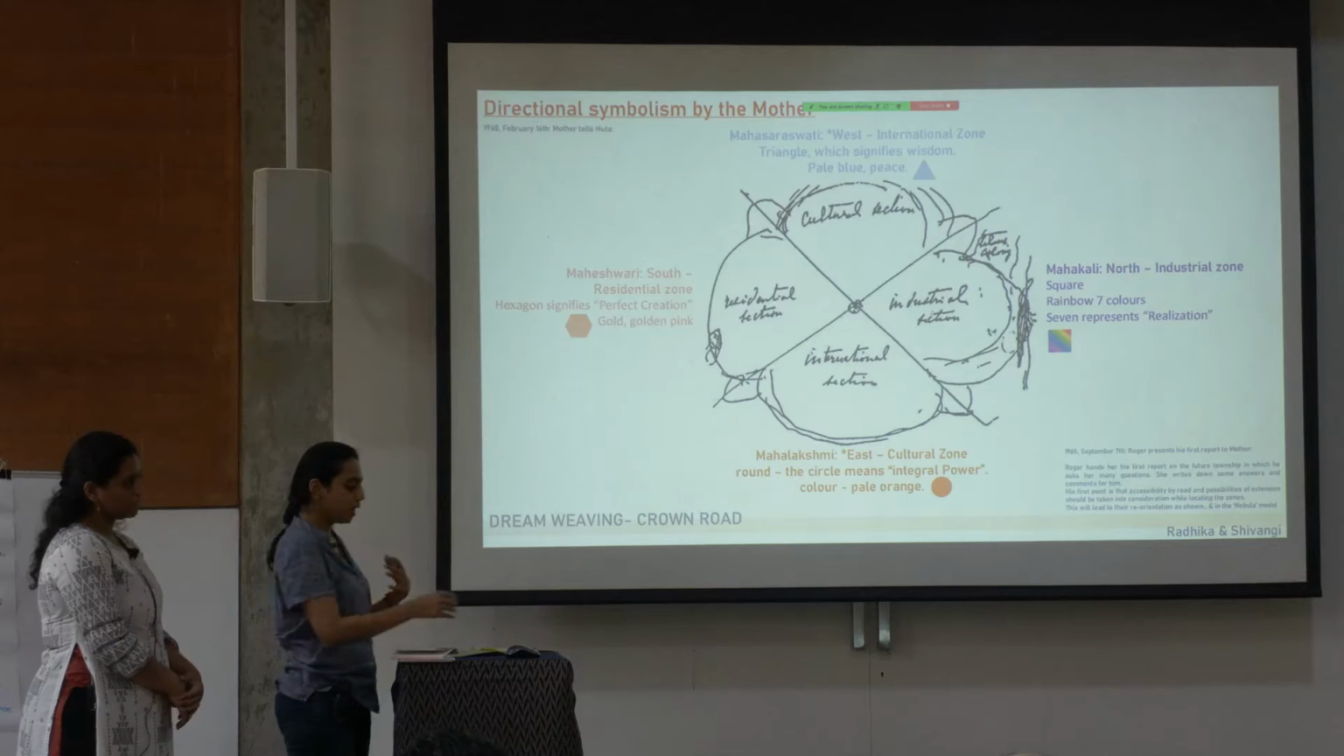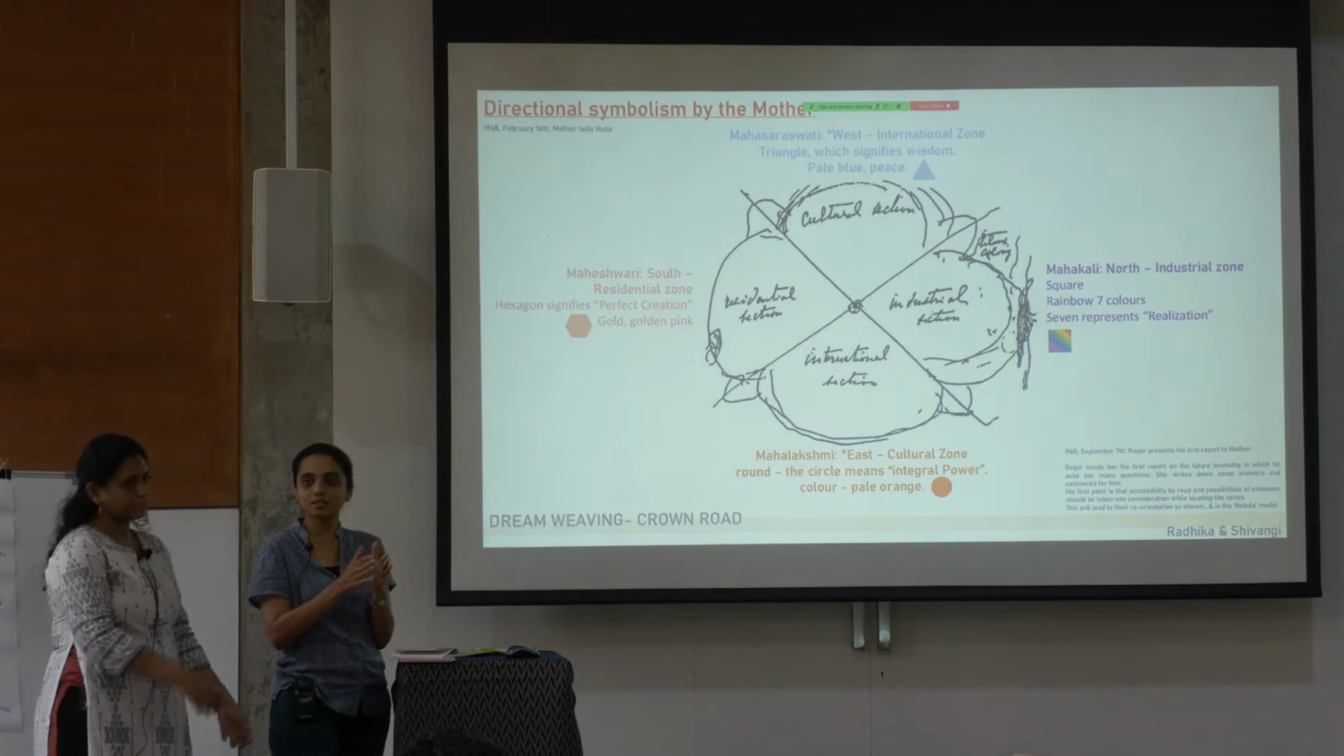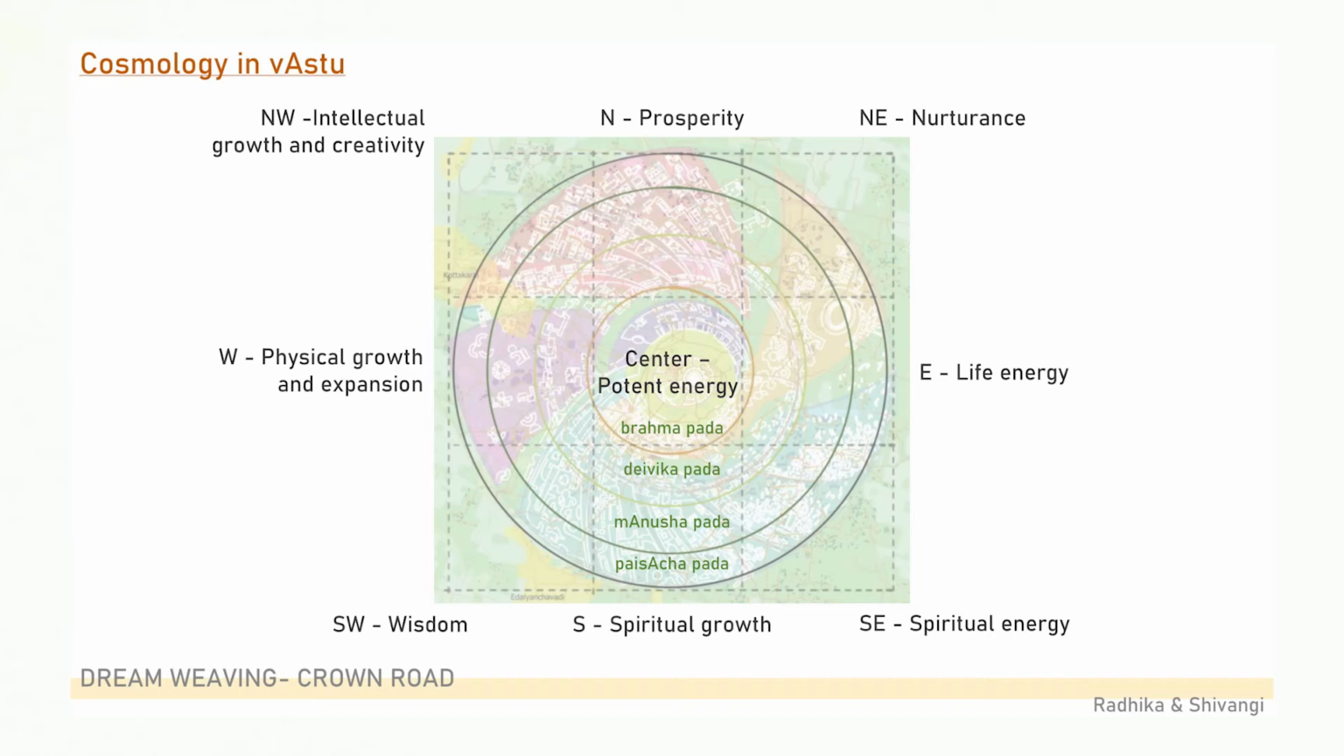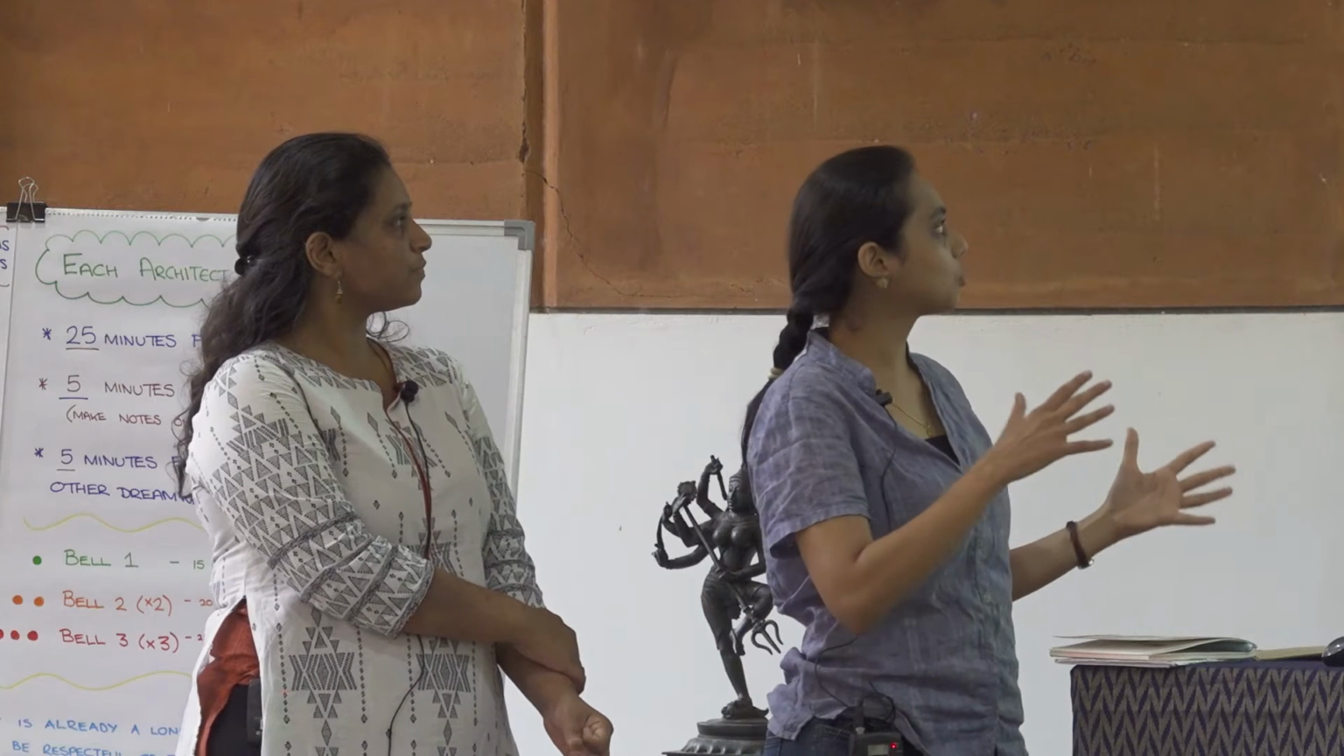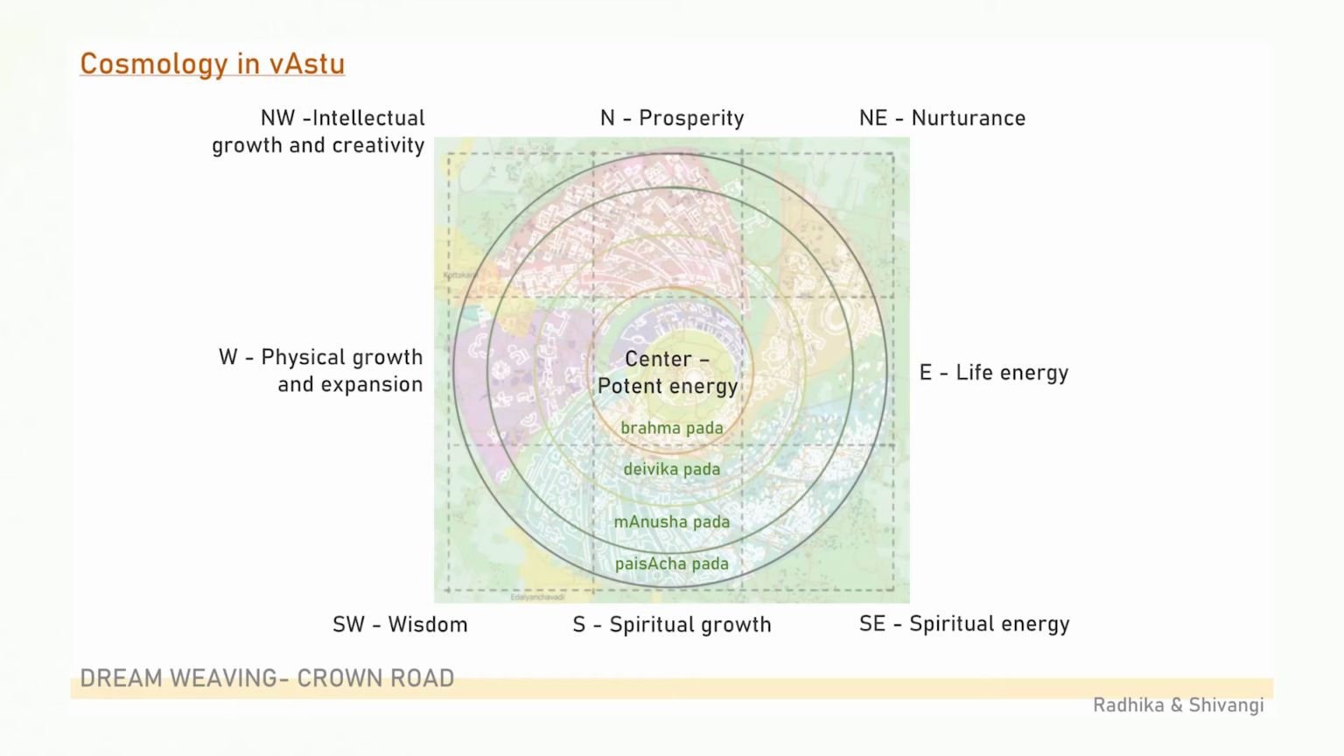Both of us are also Vastu Shastra students, so we tried to draw parallels between them, and it was a very interesting exercise. We saw that the north signifies prosperity. Going northeast, nurturance; east, life energy; southeast, spiritual energies. On the south is more spiritual growth. Southwest signifies wisdom. West is physical growth and expansion, where there is the international zone. Then on the northwest is intellectual growth and creativity.